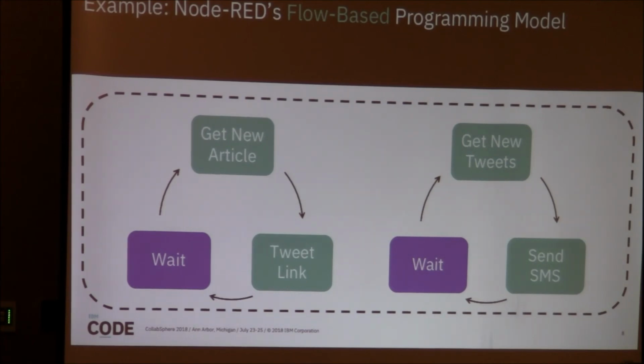Likewise, tweet link is another miniature application. What does that do? It basically accepts 140 or 280 characters, and it tweets it to Twitter's API, and that's a program, it's a module. And so, likewise, get new tweets and send SMS. Those are both programs as well. And so, in a flow-based model, when we talk about flow, we're talking about essentially passing messages.